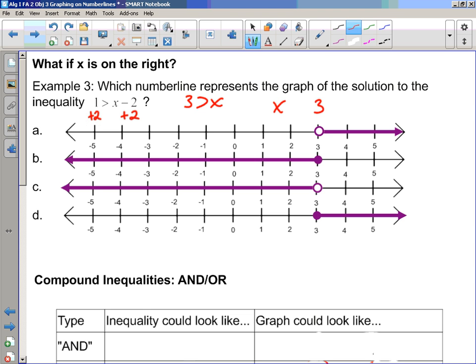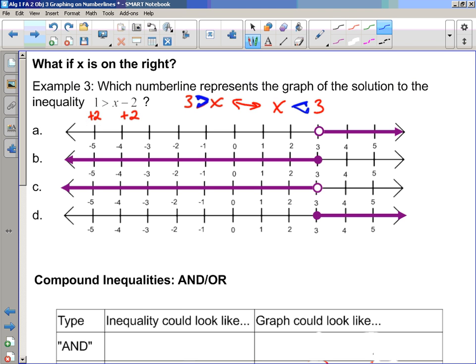So I'm going to rewrite 3 is greater than x, but with x on the left-hand side. Now here's what I need to be careful of. Which part is bigger? What does the inequality sign want to eat? It wants to eat the 3. So that means it needs to still want to eat the 3 when I switch it over. So now it's not the greater than symbol, it's the less than symbol.